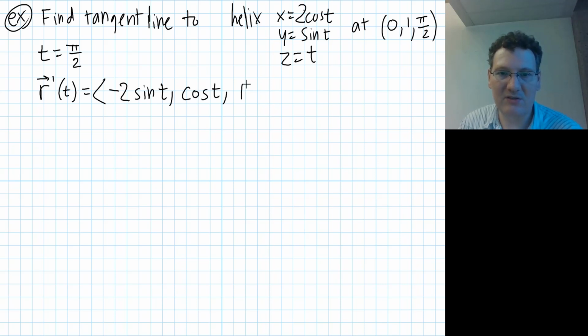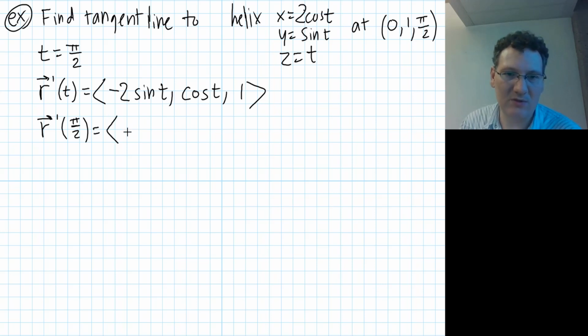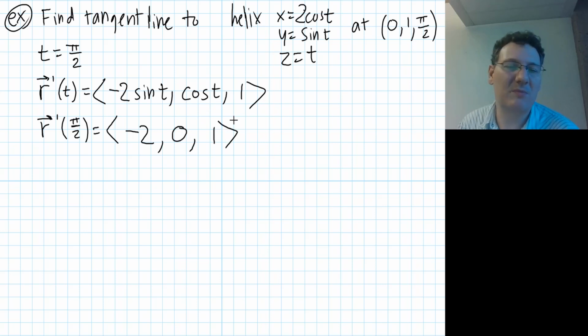And the derivative of t is just a 1. And so I need to now take this derivative, evaluate it at pi over 2, and what I'm going to get is, so remember, what's the sine of pi over 2? That's 1. So I'll have negative 2, and then cosine of 90 degrees is 0, and then 1. So this is my tangent vector.